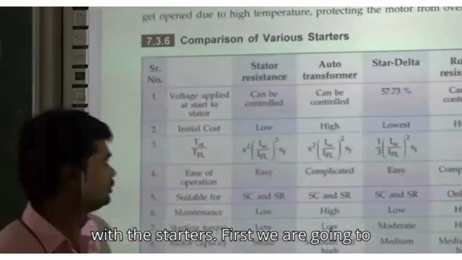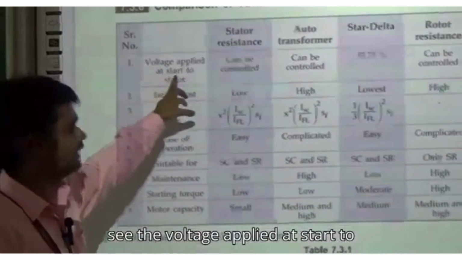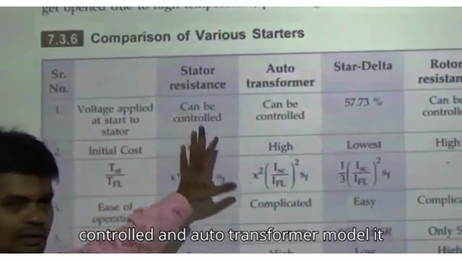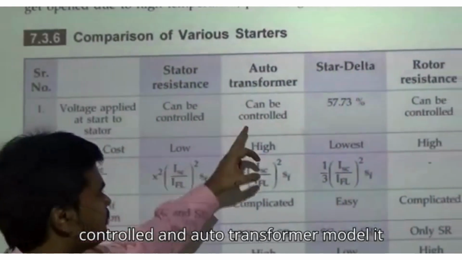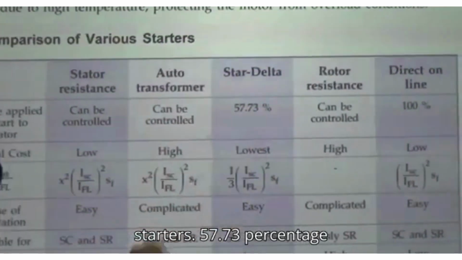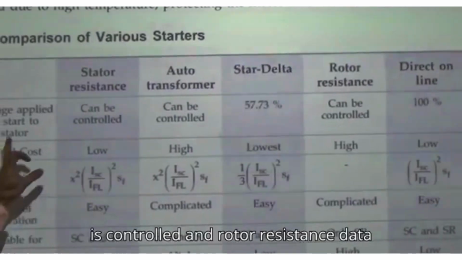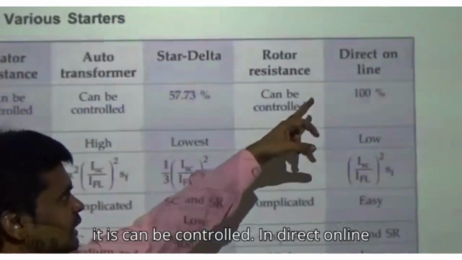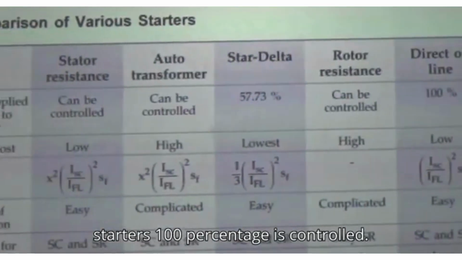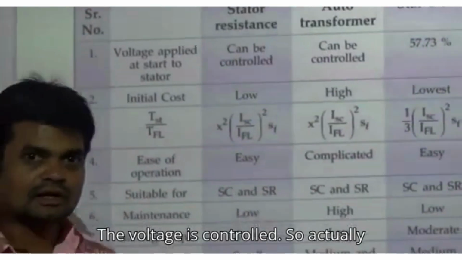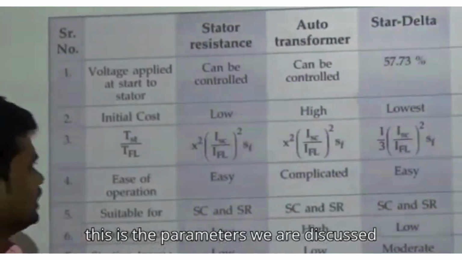First we are going to see the voltage applied at start to the stator. So in stator resistance, it can be controlled, and in auto transformer, it can be again controlled. In star delta starters, 57.73% is controlled, and in rotor resistance starter, it can be controlled. In direct online starters, 100% voltage is applied. So actually these are the parameters we discussed.